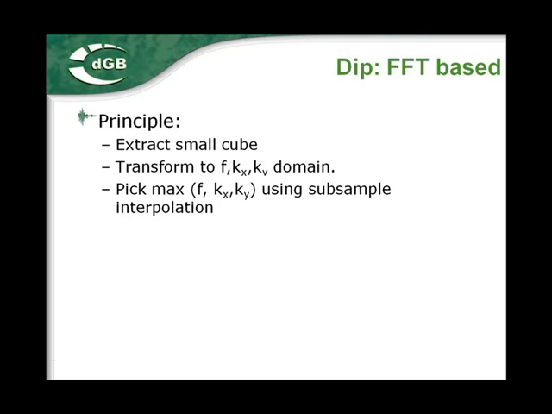Then in that frequency wave number domain, for every frequency we pick the maximum using a subsample interpolation, so it goes beyond the regular resolution. We fit a polynomial and take the maximum from that. And as we substitute the rule, wave number is slowness times frequency, and from that, slowness is representative of the dip. That is the broad outline of how the algorithm works.